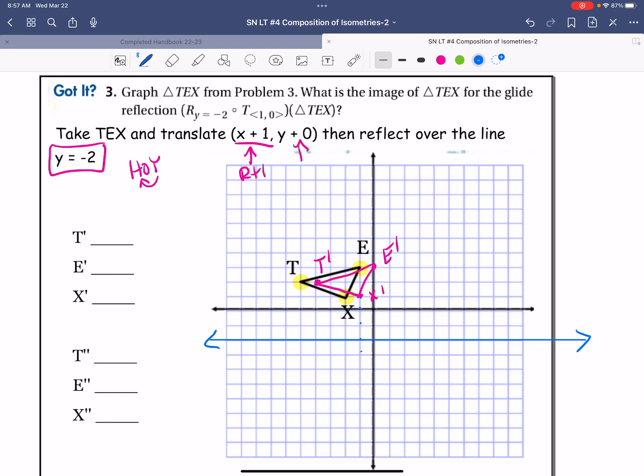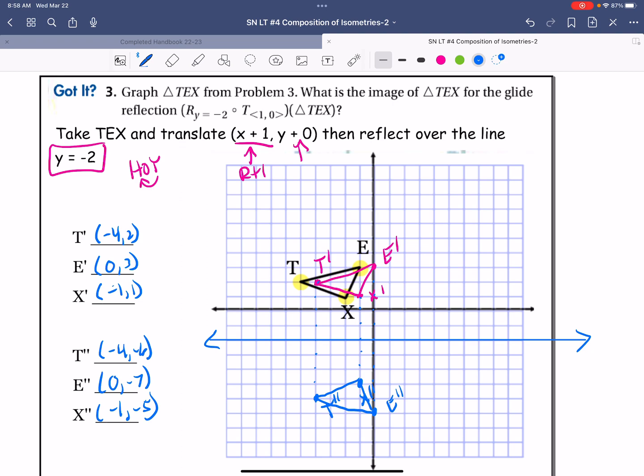1, 2, 3, 1, 2, 3. Get X prime. 1, 2, 3, 4. T double prime. 1, 2, 3, 4, 5. And E double prime. So we get this triangle down here where our prime was at -4, 2 for T prime. E prime 0, 3. X prime was at -1, 1. T double prime is at -4, -6. E double prime is at 0, -7, and X double prime is at -1, -5.